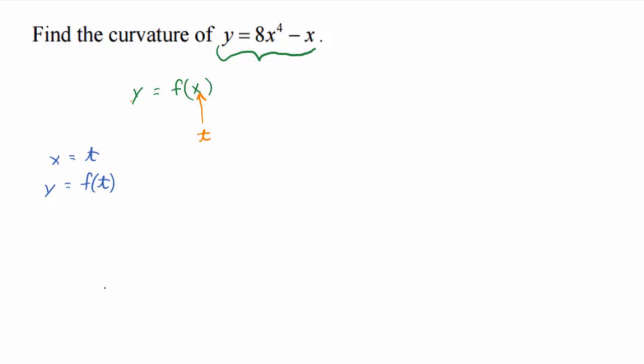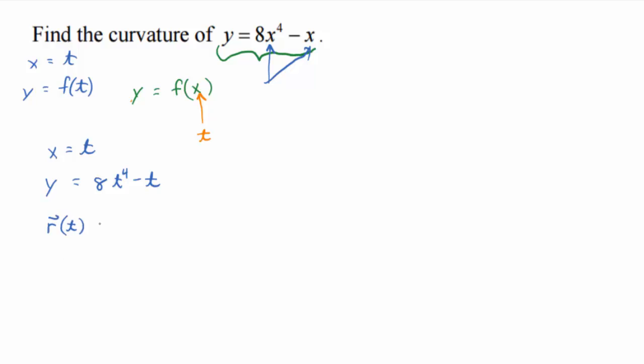So in this case, what are your parametric equations? Well, the top one won't change. x equals t, and then y equals plug in t for x, so 8t to the 4th minus t, like that. Okay, so how do you write this as a vector valued function? r of t. Let's use component form since we haven't done that yet today.